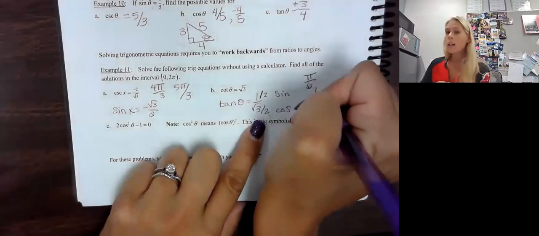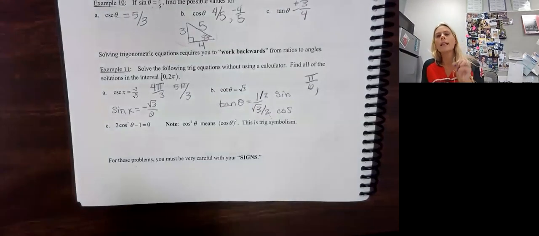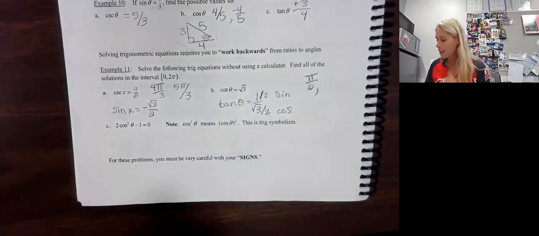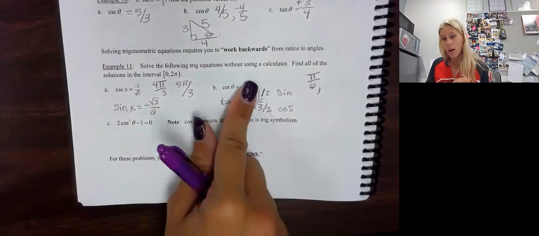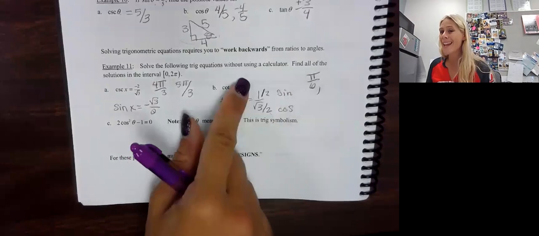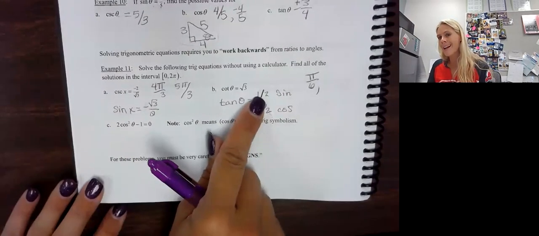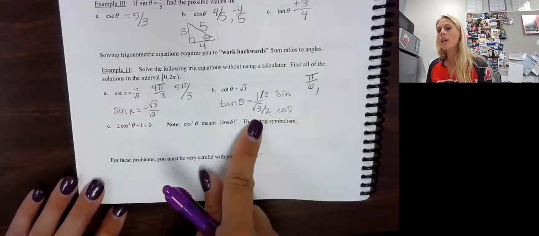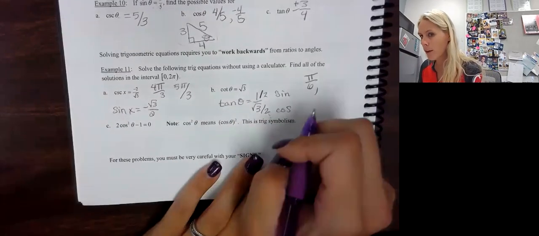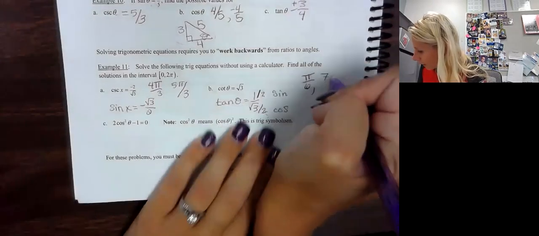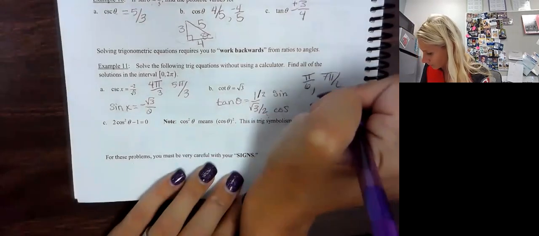Okay? Here's the other thing. If tangent is going to be positive, can't we have a positive over a positive, what we do right here, but we also can have a negative over a negative. So find on your unit circle where sine is negative 1/2 and cosine is negative square root of 3 over 2. And you will get 7 pi over 6.